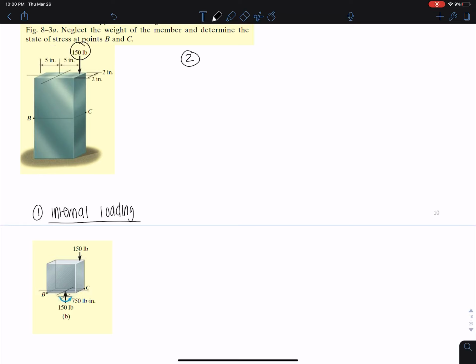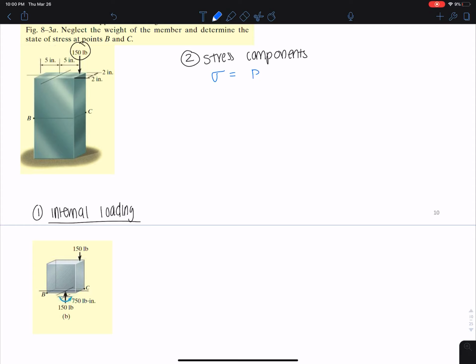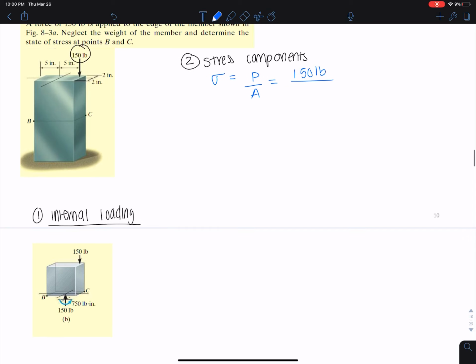I'm going to put it here even though it's above it, but these are the stress components now. Okay, so the first thing is we have a uniform normal stress distribution due to that normal force. So we have sigma, and we know we have 150 pounds divided by the cross-sectional area. And we get 3.75 psi. And then we can now use the stress due to bending moment.